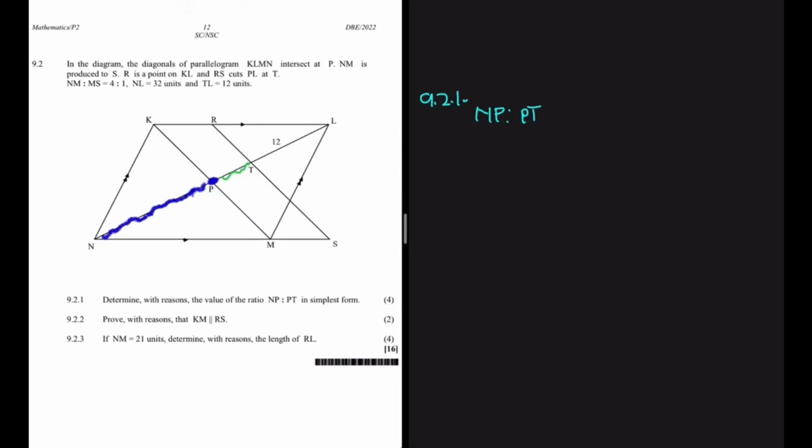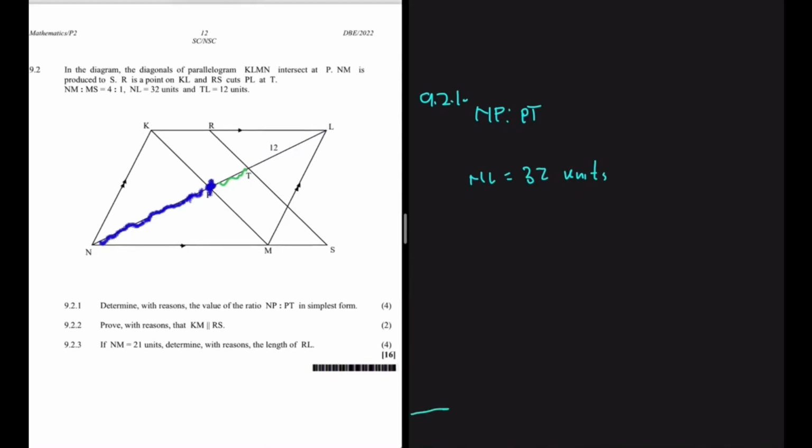We are told that NL is equal to 32 units. So this entire diagonal is equal to 32 units. But then the diagonals intersect at P. That tells us that we have 16 units here, and we have 16 units on this side. So now we can see fully well that NP is equal to 16 units, because where the diagonals intersect will be the midpoint of both diagonals.